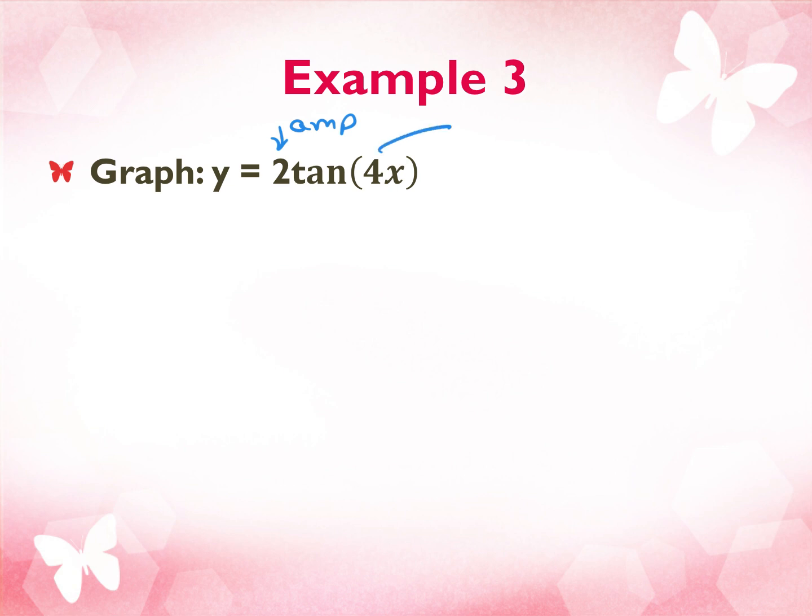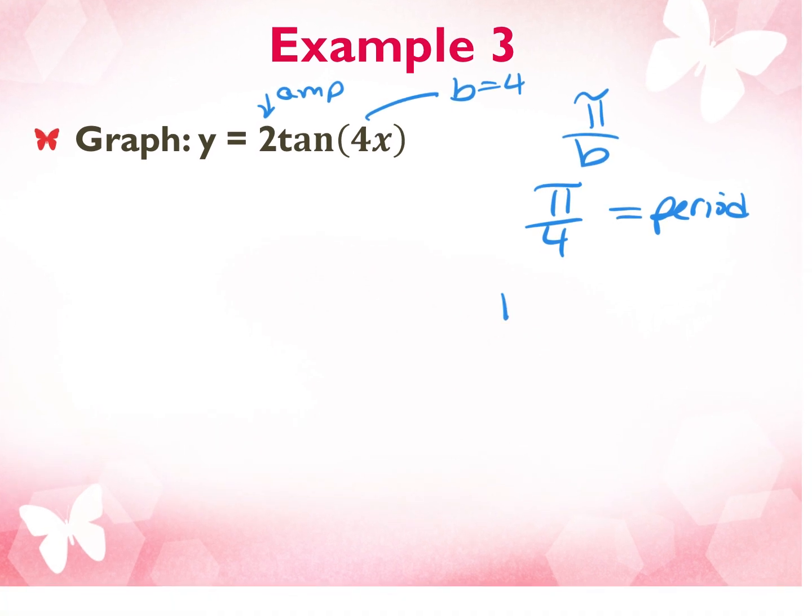Here, this is my b value, and this tells me it's going to go 4 times as fast. It's going to go faster. So I take pi, and I divide it by that b value. So it's pi divided by 4. This is going to be my period length, and I'm going to break it into quarters. So pi over 4 times 1/4, pi over 4 times 1/2.